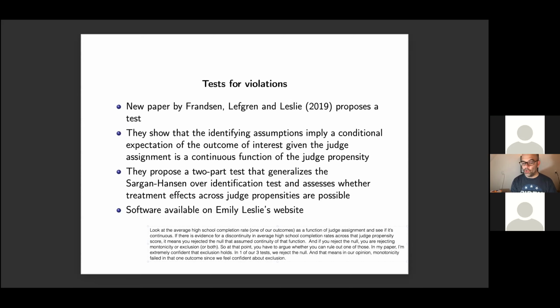All right, so this test by Frandsen, Lefgren, and Leslie is available on Emily Leslie's website. You just Google Emily Leslie economics, and you'll find it in her list of code. It's just that it's in Stata. So if you don't have Stata, you either program it in R or email me and I'll do it. Okay, I'll write it for you.